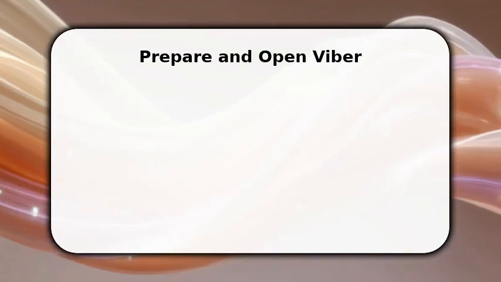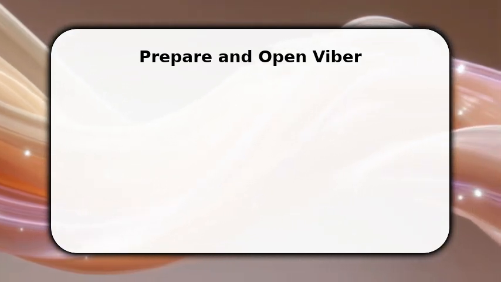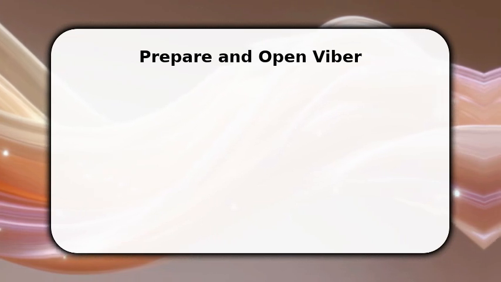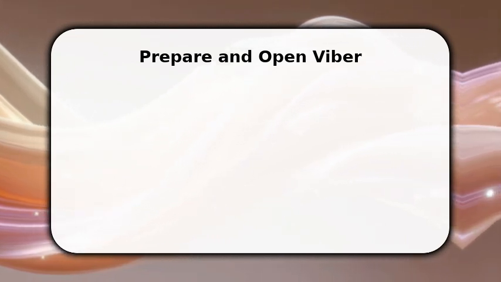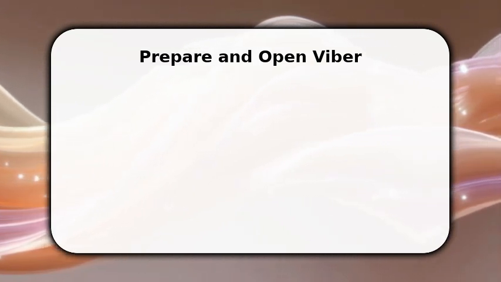You start by confirming your app is up to date. An old build may hide theme controls. Once done, open Viber and land on the chat screen so settings appear where expected. Make sure notifications won't interrupt you while changing appearance.